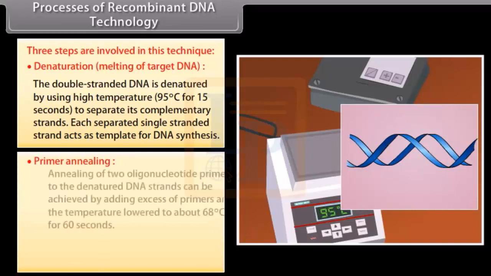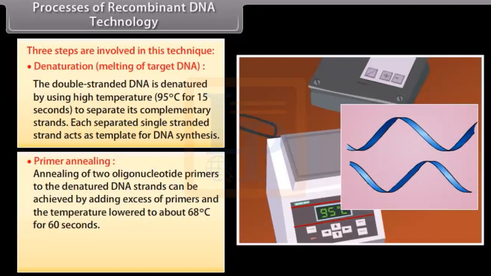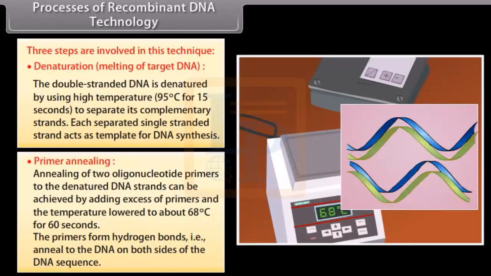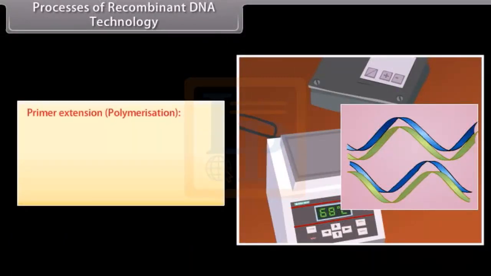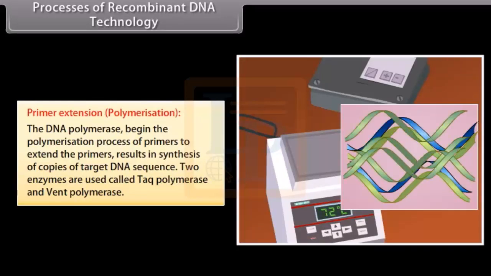Primer annealing. Annealing of two oligonucleotide primers to the denatured DNA strands can be achieved by adding excess of primers and the temperature lowered to about 68 degrees Celsius for 60 seconds. The primers form hydrogen bonds and are annealed to the DNA on both sides of the DNA sequence. Primer extension, polymerization. The DNA polymerase begins the polymerization process to extend the primers, which results in synthesis of copies of target DNA sequence. Two enzymes are used, called Taq polymerase and Vent polymerase.